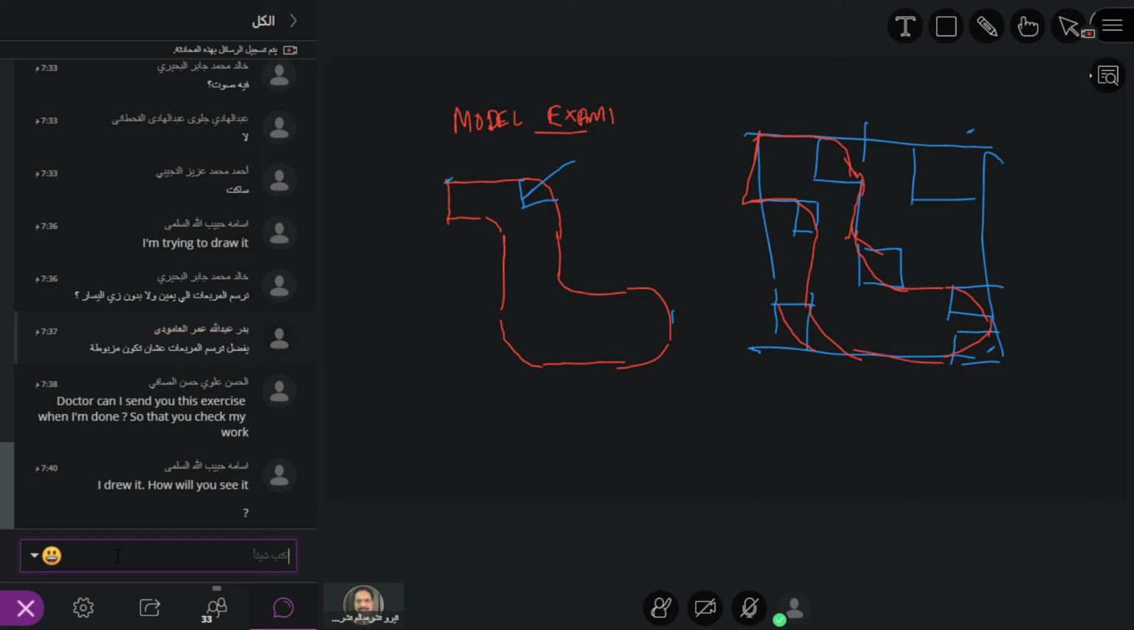It's not very clear, but this is the way you have to do it, because my electronic pen is very difficult to draw with, as you see. But that is how you have to draw. That's the idea. Okay.